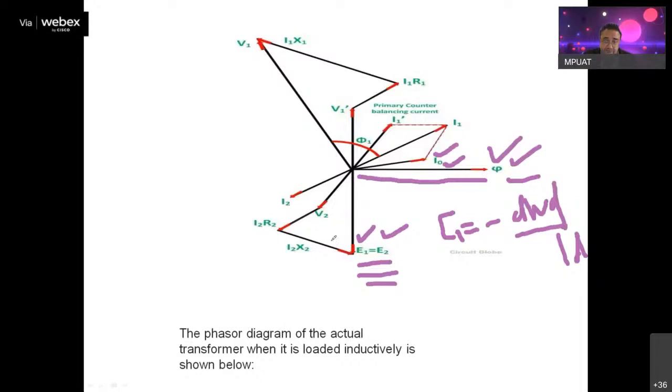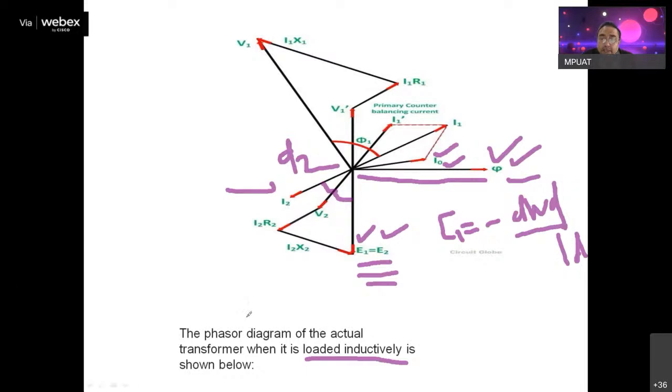Now let the terminal voltage V2 be lagging by some angle. If you look at the diagram, E2 and V2 are not in phase; they will have some lag. So let this be V2. I have already told you that it is an inductive load, so the current will lag. Let the power factor angle be phi 2. So I have shown here the secondary current I2.